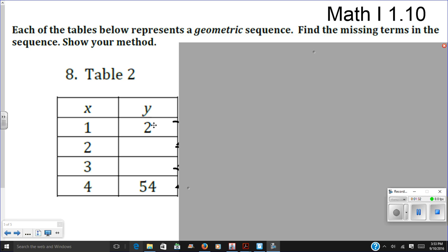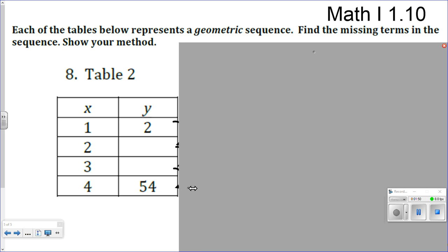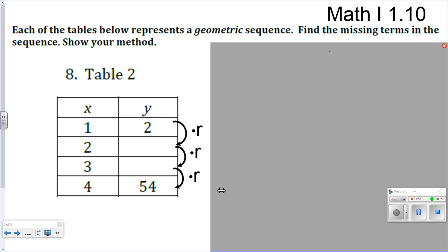In a geometric sequence, we know that we start with 2 and we repeatedly multiply by a common ratio. So 2 times the common ratio would give us the second term, times that same common ratio would give us the third term, times the same common ratio would give us the fourth term. We're going to represent that with, of course, the letter R, which we use to represent that common ratio. In order to go from 2 to 54, we would have to multiply by that common ratio 3 times. So 2 times R times R times R equals 54.